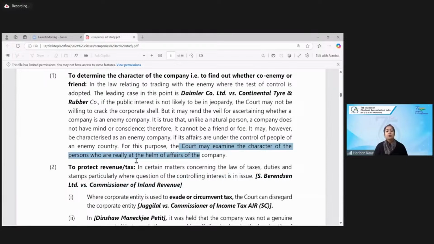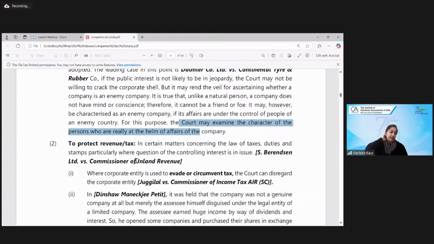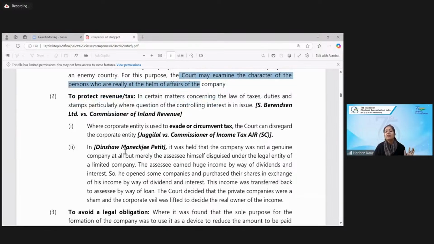All right. So second is the case law to protect the revenue or taxes. It says if you are trying to evade the taxes, Juggilal versus Commissioner of Income Tax, the same case law was held where he was trying to evade the taxes, he was trying to avoid the taxes, corporate veil was lifted. Another very interesting case law, which is the examiner's favorite, and many a time interchangeably, either in the mock test paper or RTPs or suggested answers, you will definitely find the reference of Dinshaw Maneckji Petit.